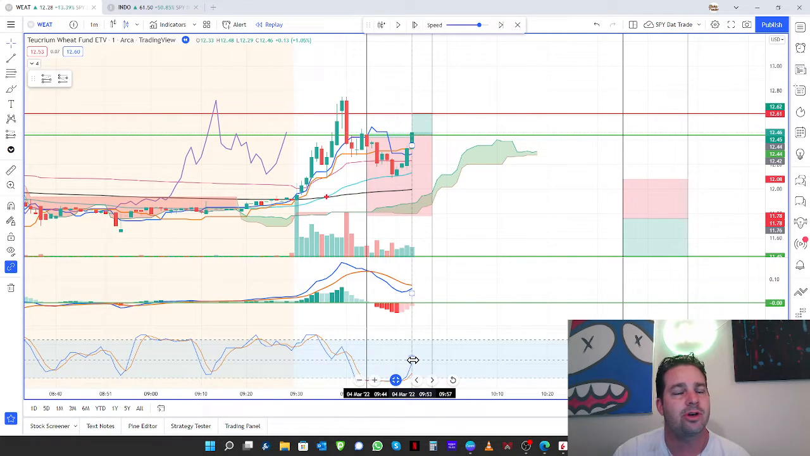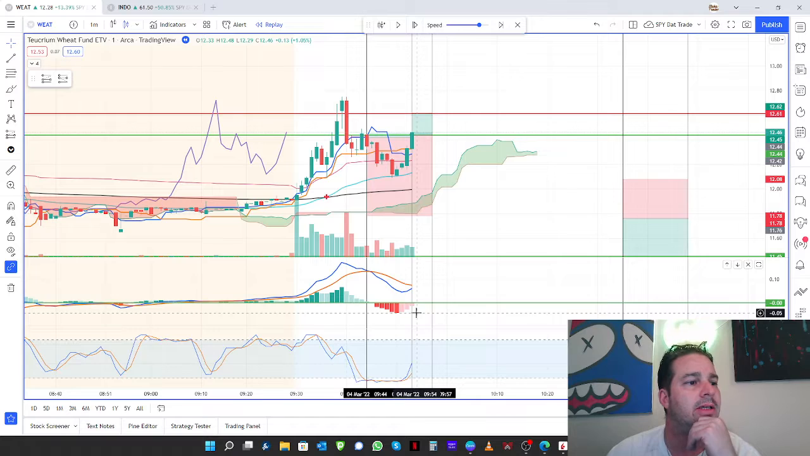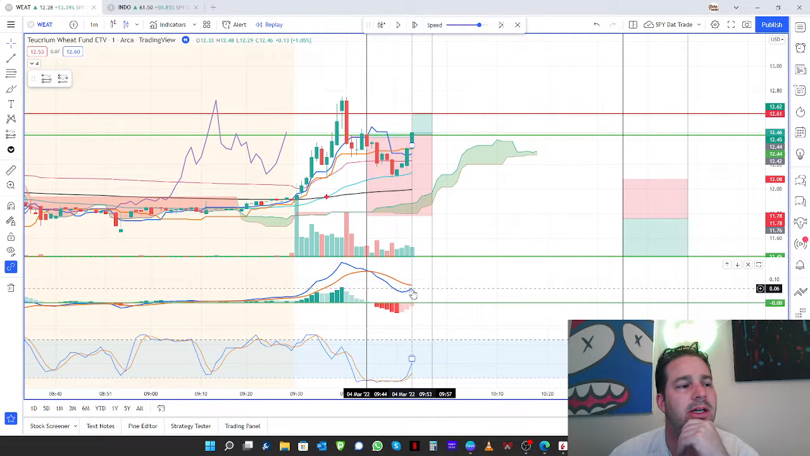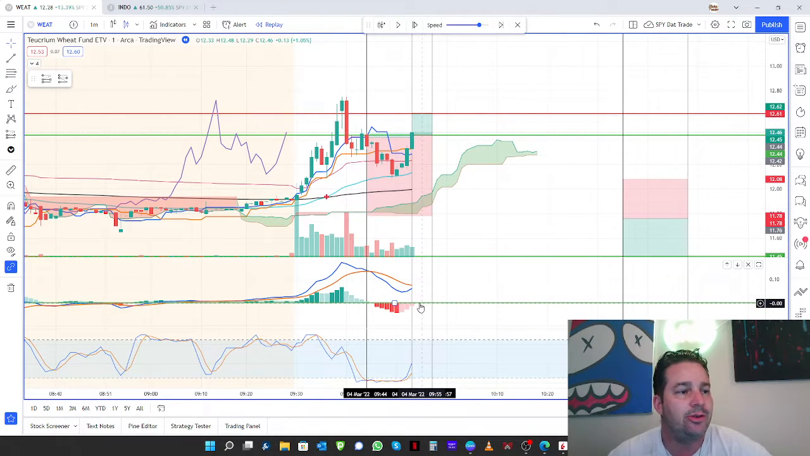Stochastic RSI is crossing up, as well as our MACD here is starting to curl back towards each other, and we're on the high side of the middle of the MACD, so you know that you're looking long. And when the blue and the orange here just go to cross, that's usually when you get a push. So I'm looking long here.